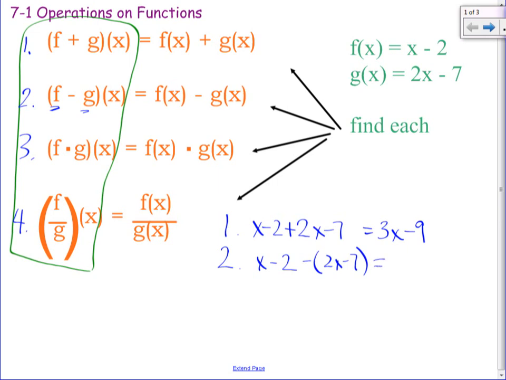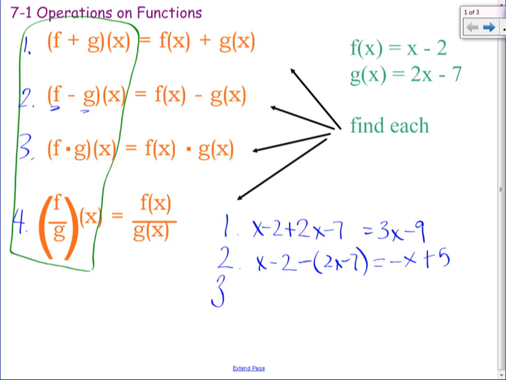So when we put these like terms together, what is our x going to be? Yep, negative x. What's our number going to be? Yep, plus 5, because if we have a minus negative 7, minus a negative is positive, you're adding. So we got negative x plus 5. Questions there?